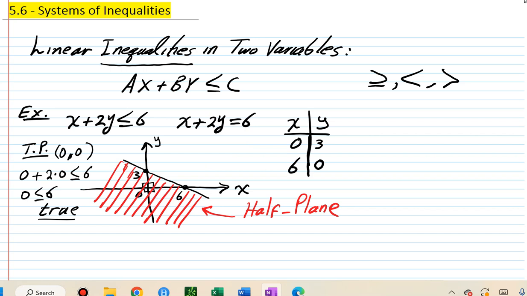Now the line itself, which is the boundary, if you will, of this region, could also be part of the solution here, right? Because (0, 3), remember, that's how we started to plot these points. If I plug it into my inequality, x is 0, 2 times 3 less than or equal to 6, 6 is less than or equal to 6, and that is true.